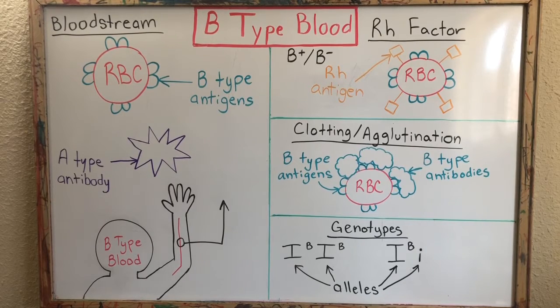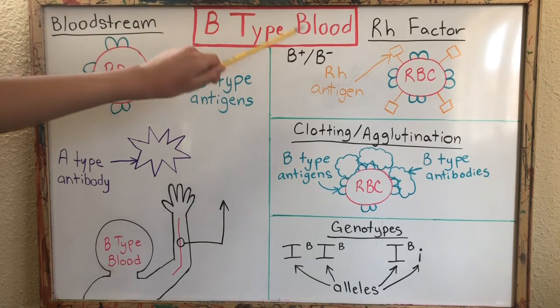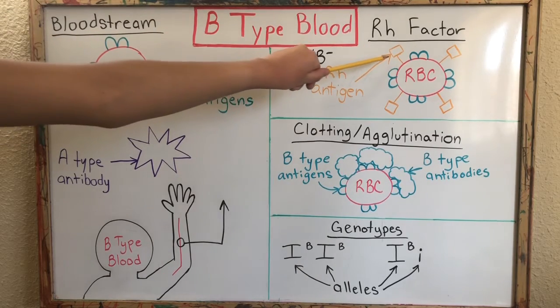B-type blood is a blood type in the ABO blood group. B-type blood means that a person's red blood cells have B-type antigens on their surface. Antigens are proteins specific to someone's blood type, and they trigger the production of non-complementary antibodies. The Rh factor refers to the third antigen type, which is the Rh antigen.